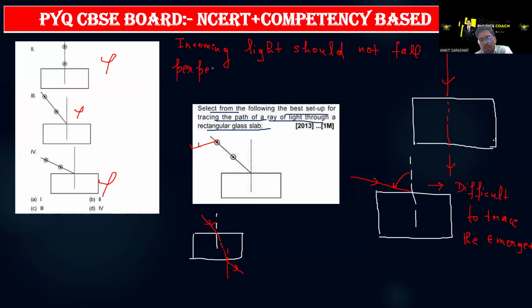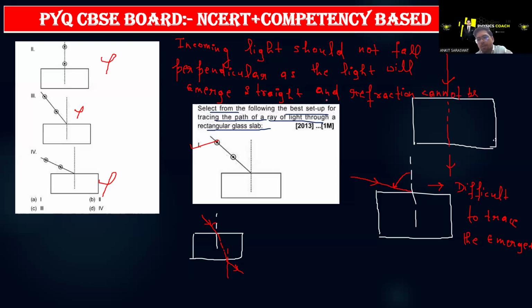as the light will emerge straight, and refraction cannot be traced. Understood?